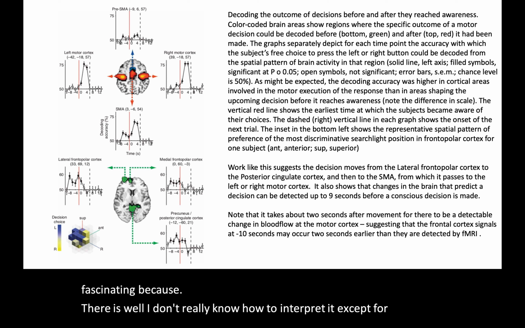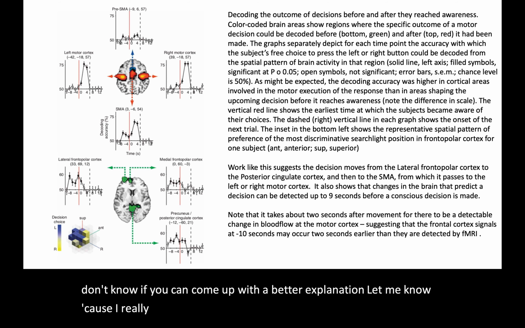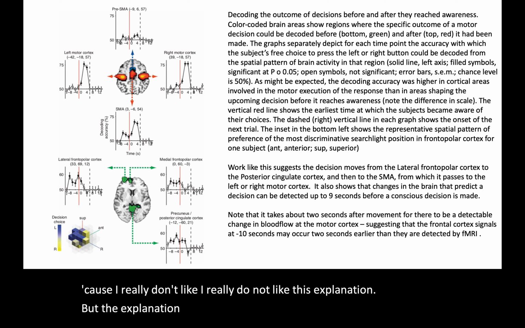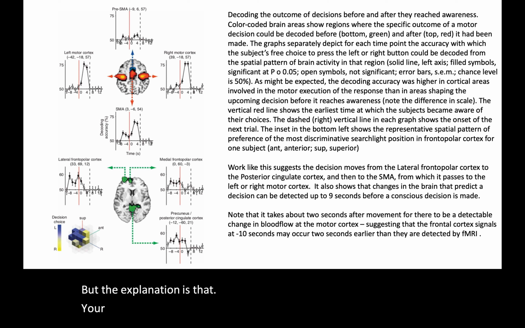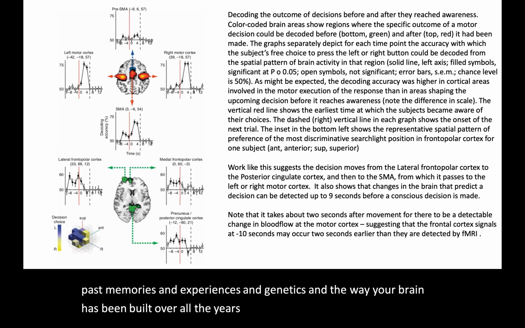And I don't know, if you can come up with a better explanation, let me know, because I really do not like this explanation. But the explanation is that your brain works by itself. And so it's going on some combination of your past memories and experiences and genetics and the way your brain has been built over all the years you've been on this planet. And so the brain works basically automatically.